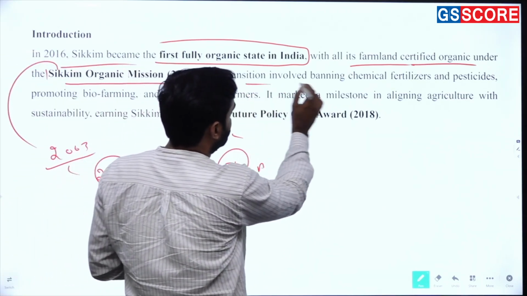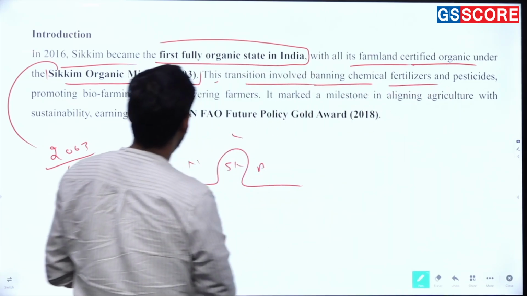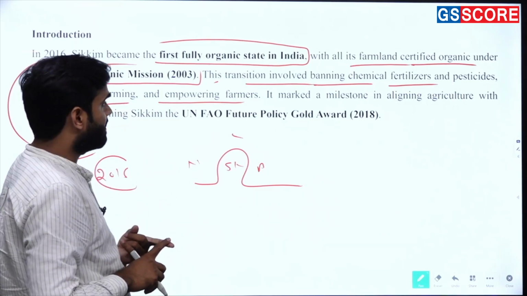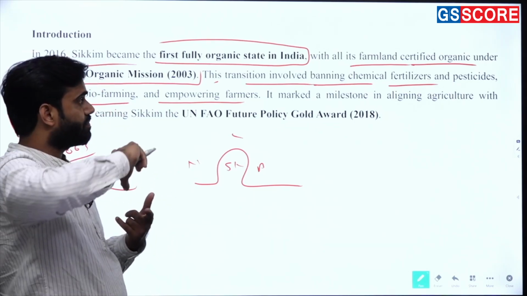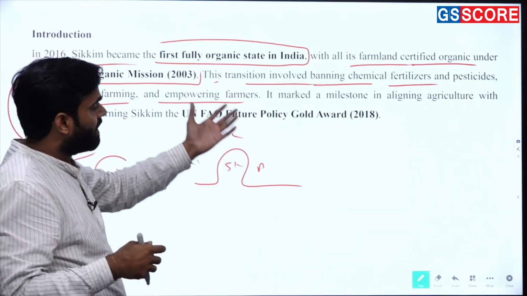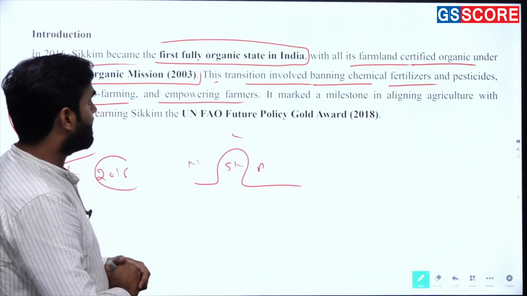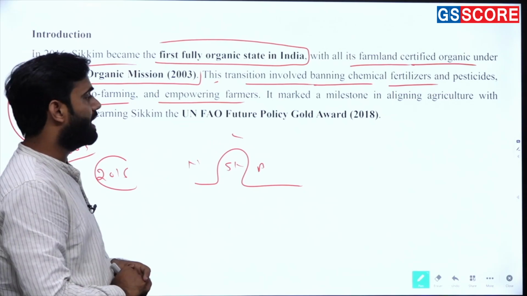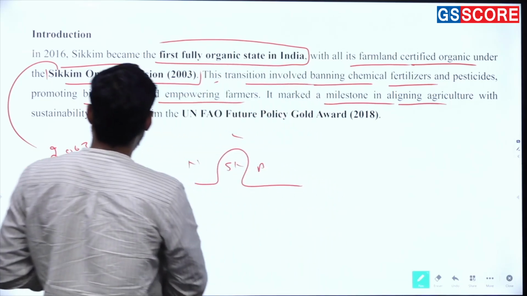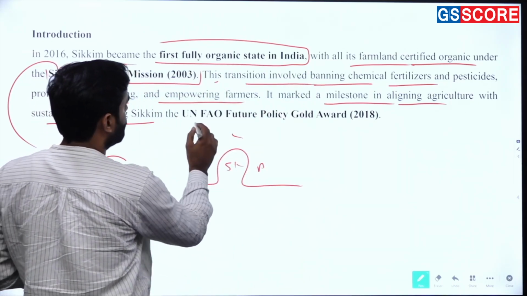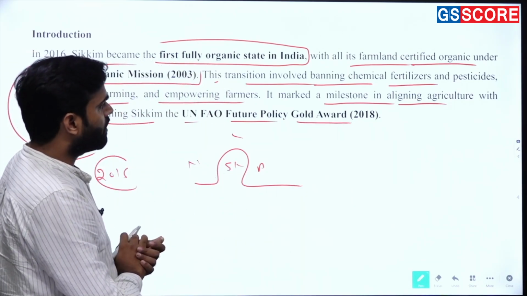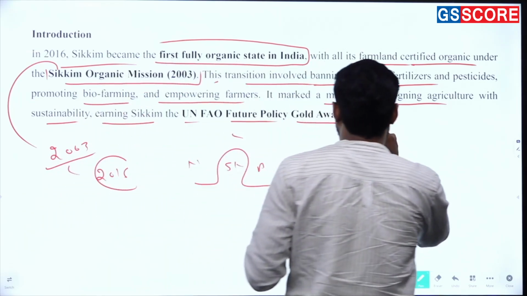Second line: this transition involved banning chemical fertilizers and pesticides, promoting biofarming and empowering farmers. In the second line, I covered the transition period, the importance of organic farming, why it is necessary, and how we banned chemical fertilizers and pesticides, and along with that I wrote biofarming and empowering the farmers. Next, it marked a milestone in aligning agriculture and sustainability, earning Sikkim the UNFAO Future Policy Gold Award, the United Nations Food and Agriculture Future Policy Gold Award in 2018. I mentioned the current event also over there.